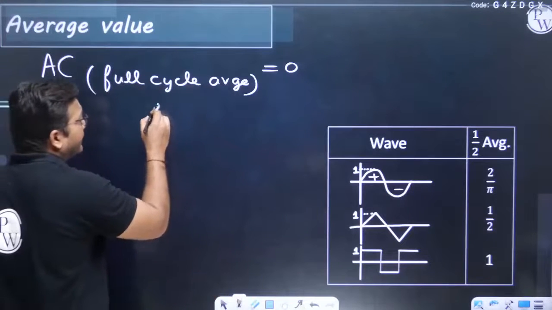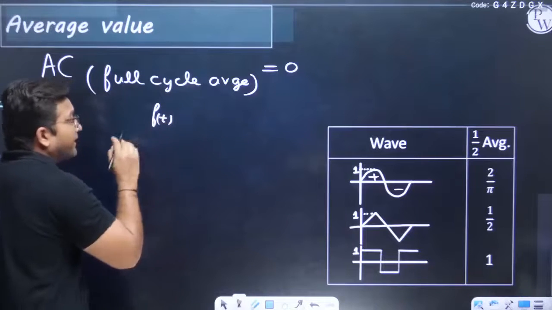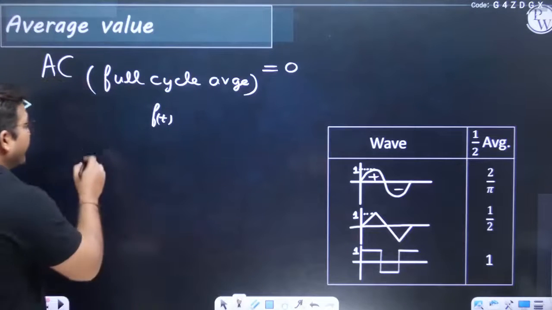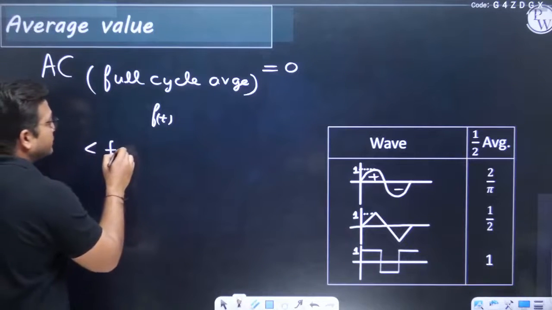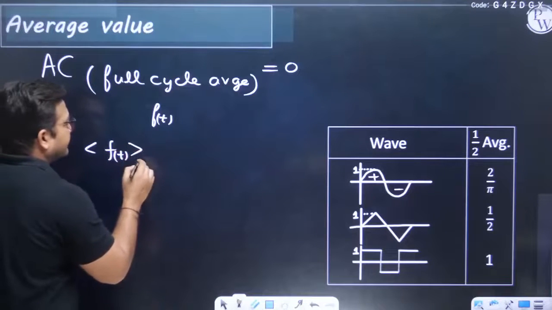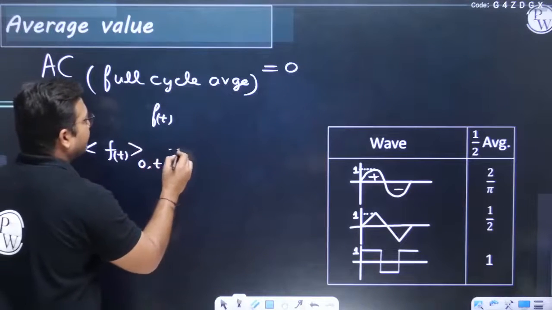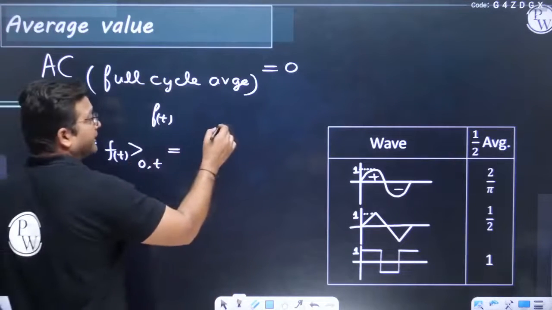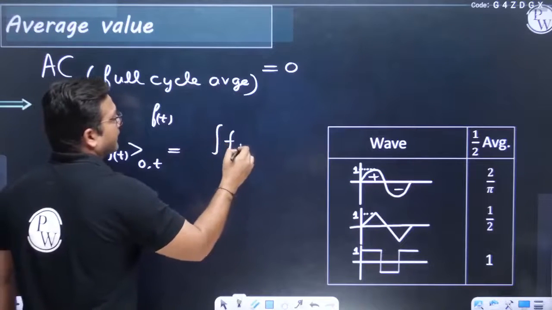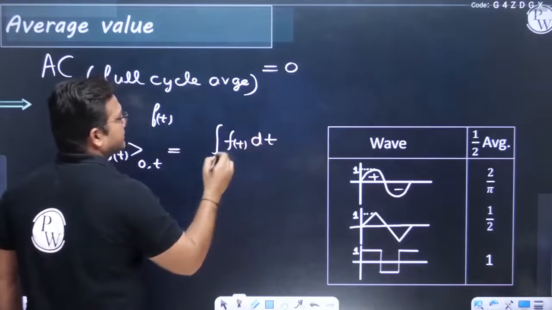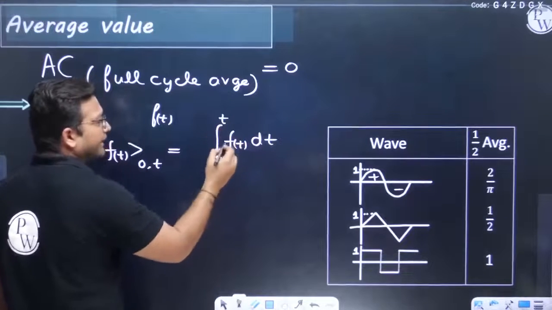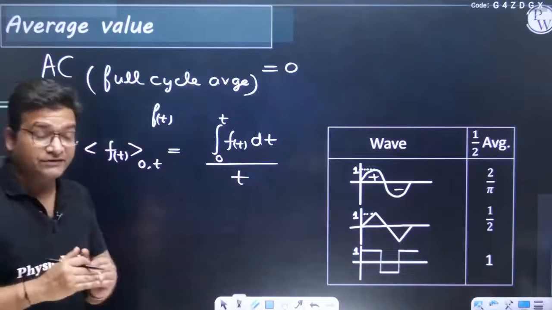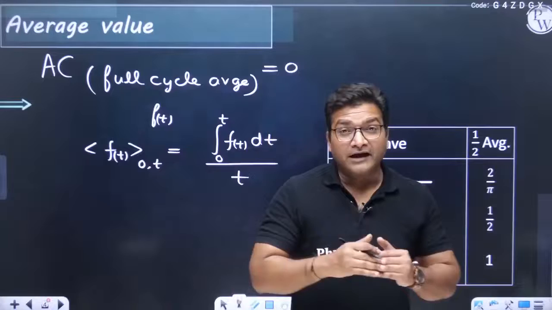Suppose you have a quantity f as a function of time, and you want to find its average in a given interval of time. So if you want to find the average of function f, let's say from 0 to T, obviously the average is always calculated in a fixed interval of time. The average value can be written as the integral of f(t) dt from 0 to T, divided by the time interval T. This is the value of average. So this is how you calculate the average value.